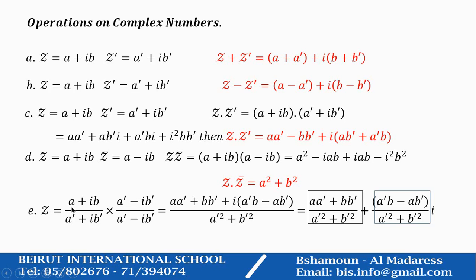Z is a complex number such that Z equals A plus iB over A prime plus iB prime. You multiply by the conjugate, numerator and denominator. These numbers are conjugate to each other. You end up applying the rule, A squared plus B squared, and you distribute the numerator. This will be the result. If you want to express such kind of complex numbers in its algebraic form, you multiply by the conjugate. This is the algebraic form of Z. It is A plus iB.